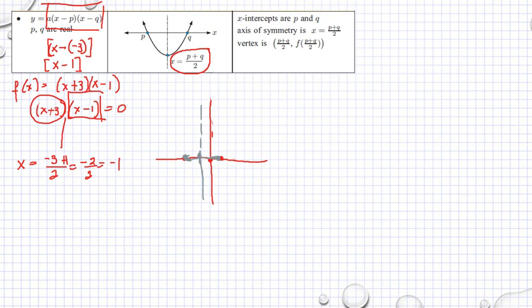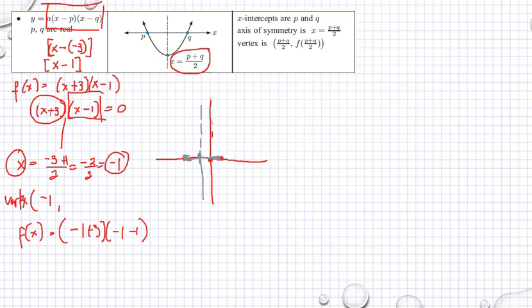And then when I know my axis of symmetry, I also know my vertex, which is negative 1. Then f of x is equal to, we have negative 1 plus 3, and then negative 1 minus 1. So we have 2 times negative 2, which is negative 4. So we have 1, 2, 3, 4.